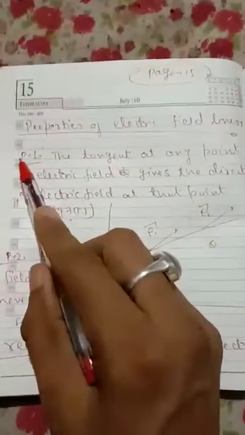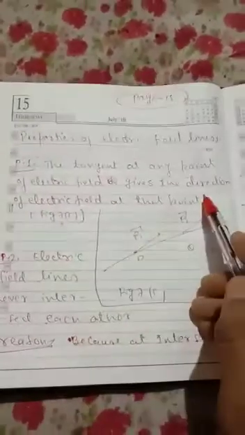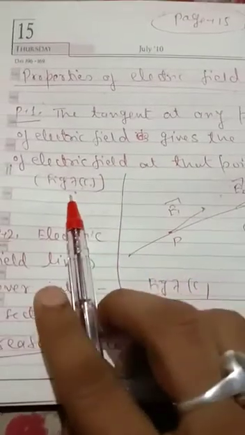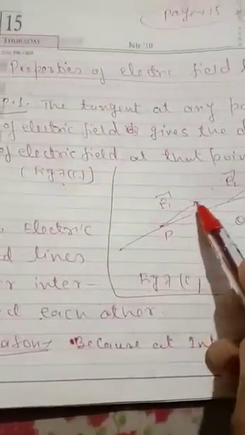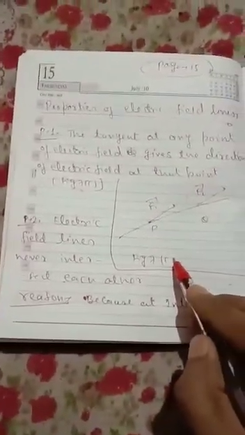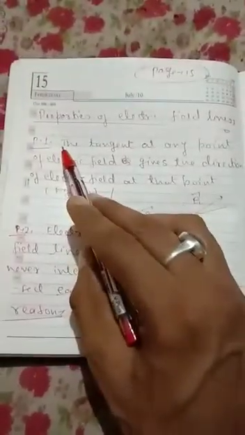Okay students, what is the first property? I am going to read it for you. The tangent at any point of an electric field line gives the direction of the electric field at that point. By definition you can see it in figure 7c. The tangent gives the direction of the electric field. So by the use of this figure, which I discussed earlier in the definition of electric field lines, you can say yes, this property is very clear.